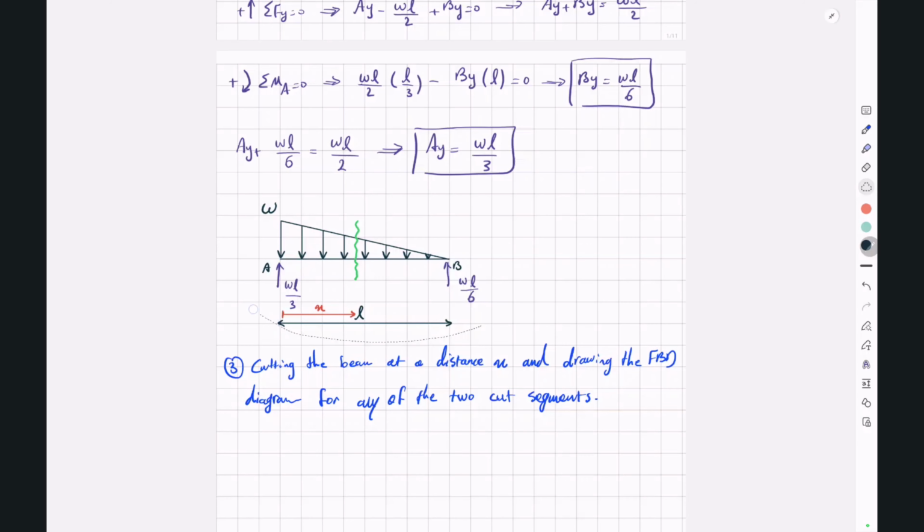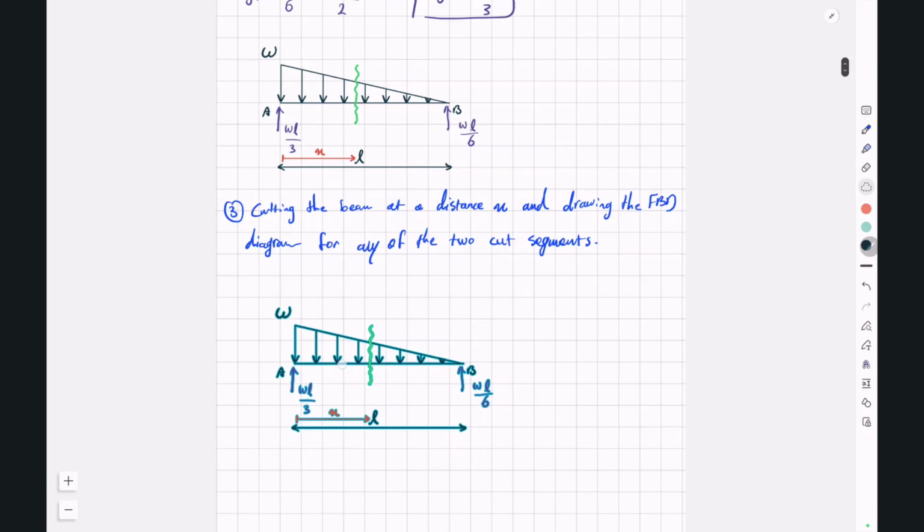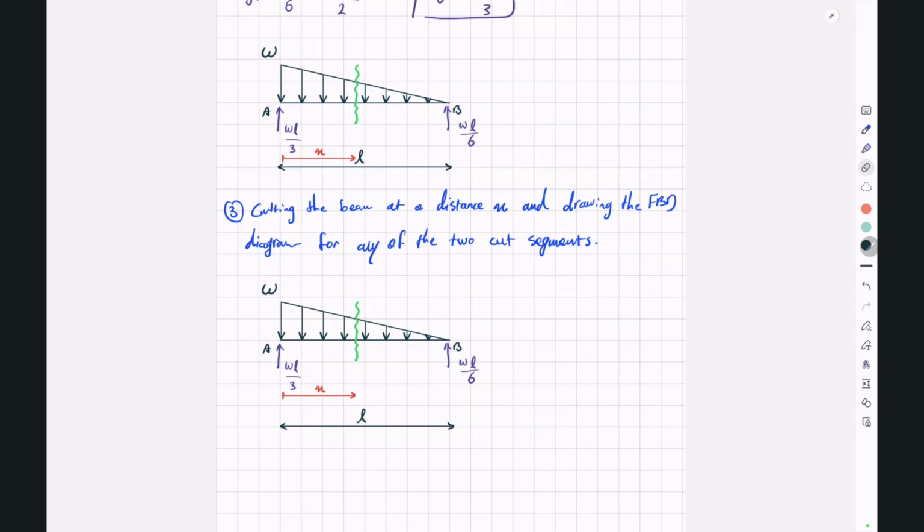so I'm just going to copy this diagram again and draw the free body diagram for both of these two segments, just to show you that you're going to get the same result. I'm going to start with the left segment. So I'll just clean this part. We don't need this.